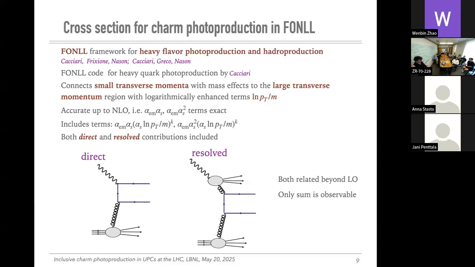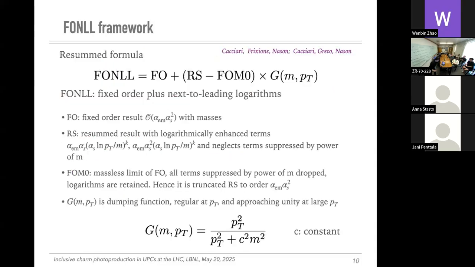And in fact, a large part of the work is to make sure how you treat certain contributions, which in some sense occur both in one and in the other. So schematically, the result formula looks like that. This is called FONLL, fixed order plus next-to-leading logarithm.